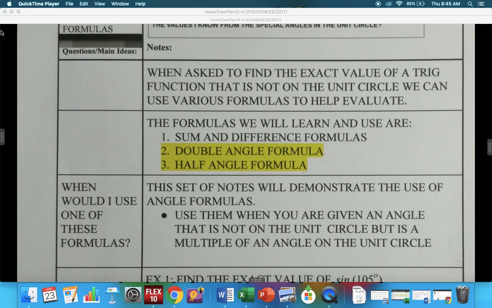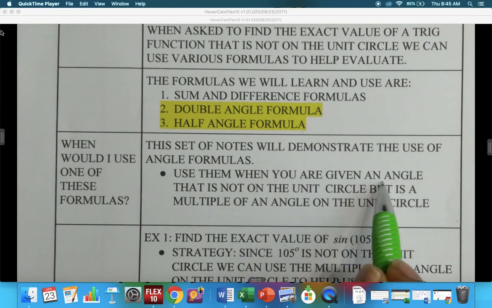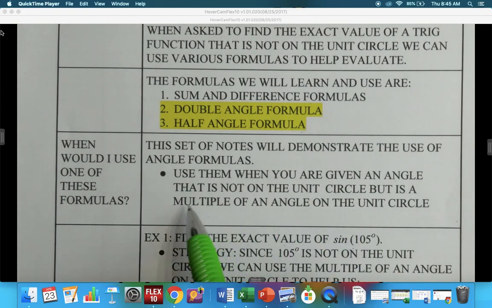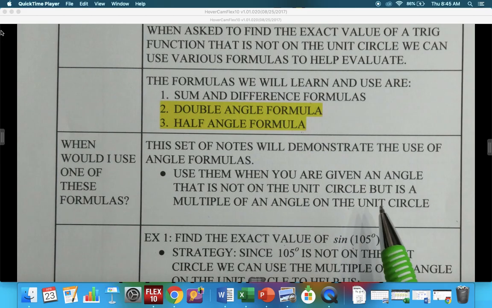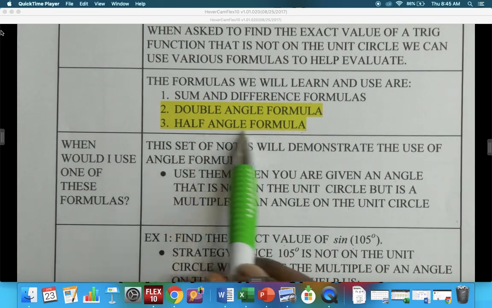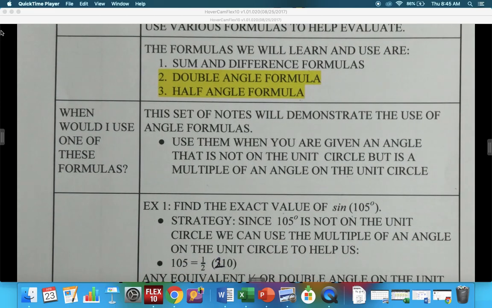Okay, so when do we even want to use double or half angle formulas? Well, if we're given an angle that's not on the unit circle, but it's a multiple of an angle on the unit circle. So let's say I had 15 degrees. Find sine of 15 degrees. Well, that's not on the unit circle, but 30 degrees is, right? And 15 is half of 30. So I could use a half angle formula to figure out what sine of 15 degrees is.